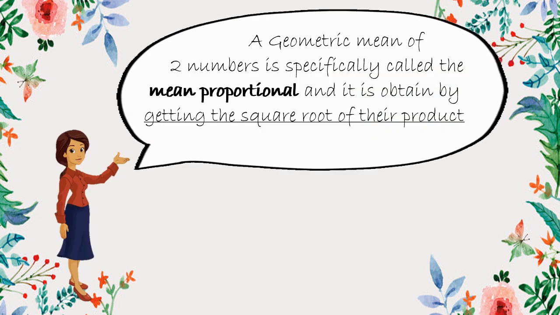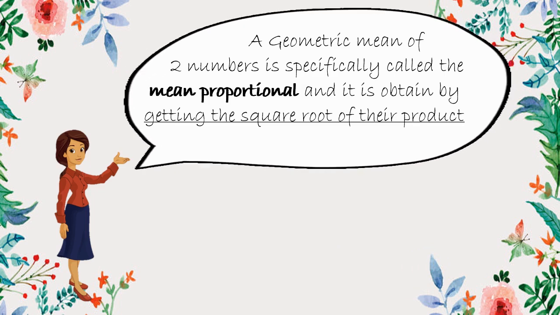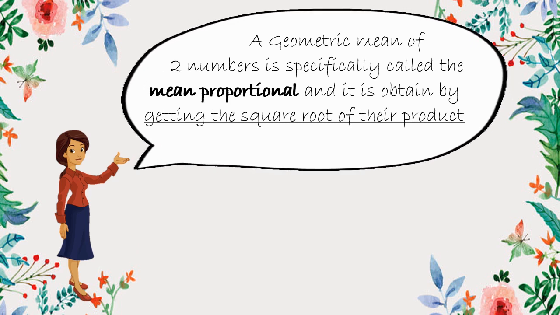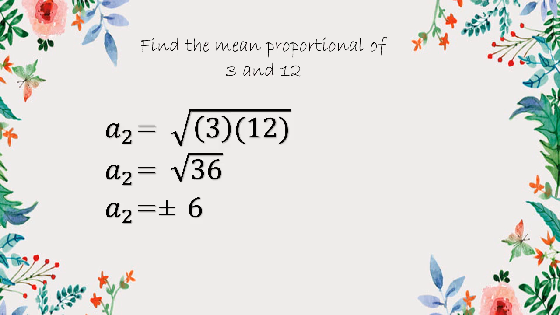A geometric mean of two numbers is specifically called the mean proportional, and it is obtained by getting the square root of their product. Say for example, we have: find the mean proportional of 3 and 12. So to get the value, we have the square root of 3 multiplied by 12, so the square root of 36. So the mean proportional of 3 and 12 is positive and negative 6.